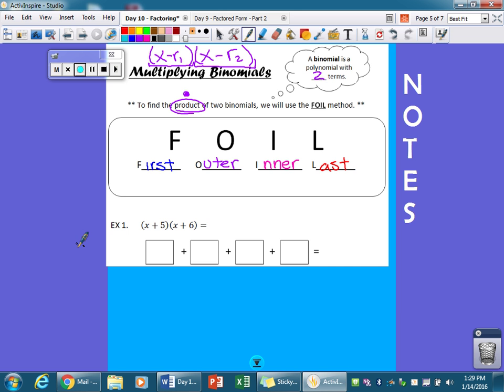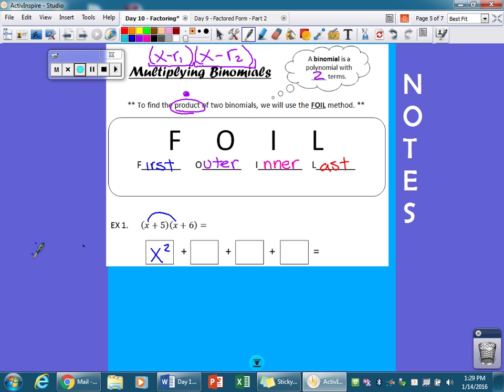So first, we need to start with FOIL, and it starts with the first. That means we're multiplying the first two terms together: x times x. It's called the first because they're both in the first position. So x times x is x squared, and that's what I write in that first box there.